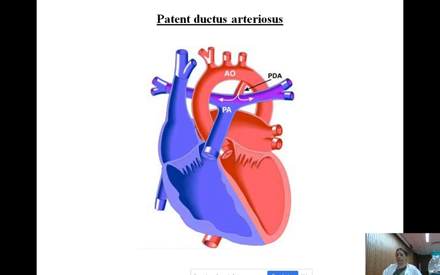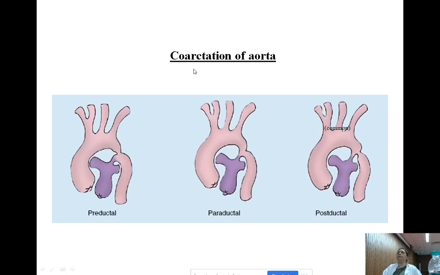Now another condition is known as the coarctation of the aorta, that is the narrowing of the aorta. So where the aorta will be narrowed, that is distal to the left subclavian artery. Distal to the left subclavian artery near the ductus arteriosus, it will be narrowed. And usually when there is contraction, this contraction may be in that part of the aorta also. So that's why there will be narrowing of the aorta.